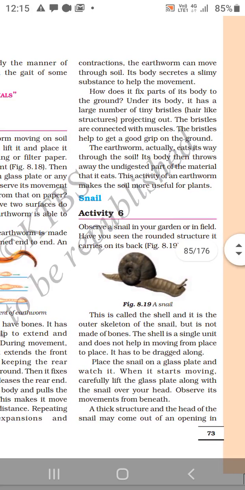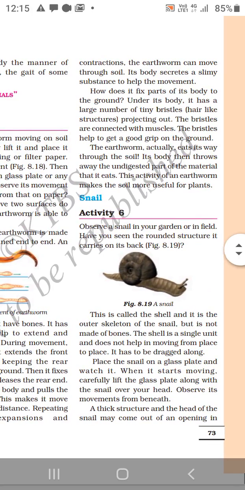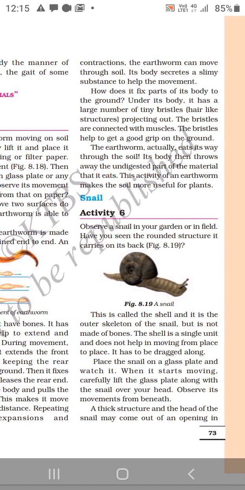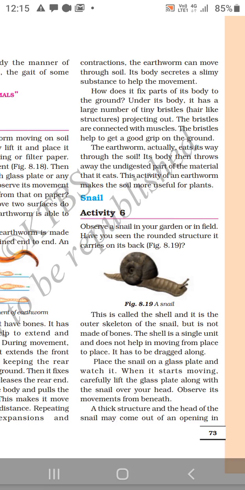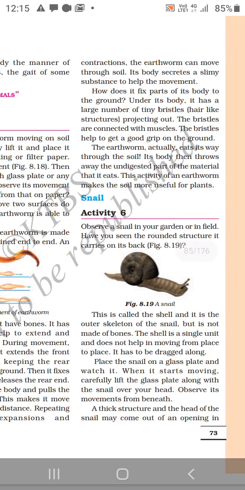The earthworm actually eats its way through the soil. Its body then throws away the undigested part of the material that it eats. This activity of an earthworm makes the soil more useful for plants.